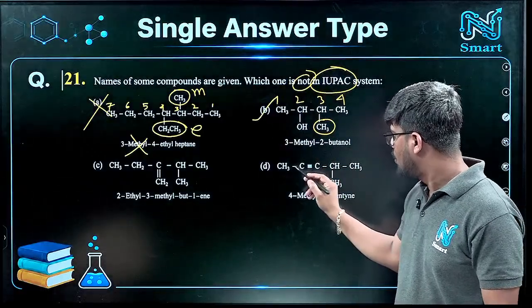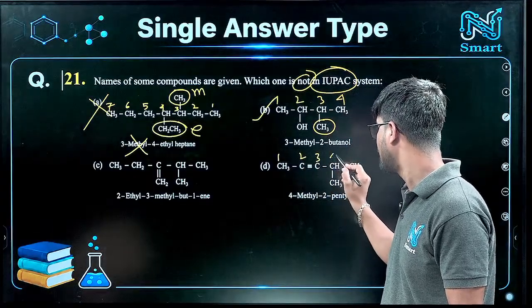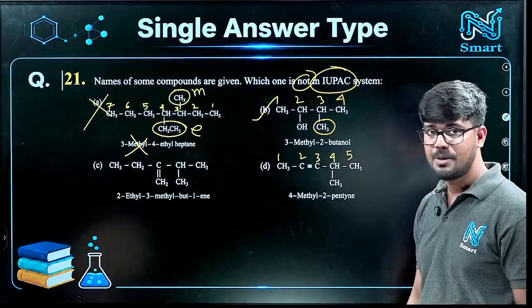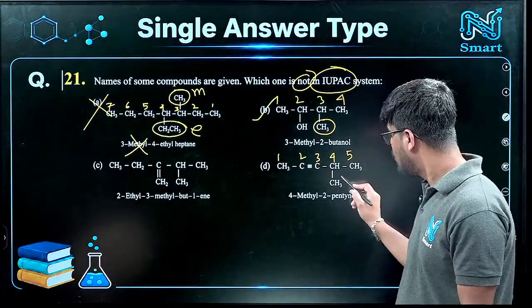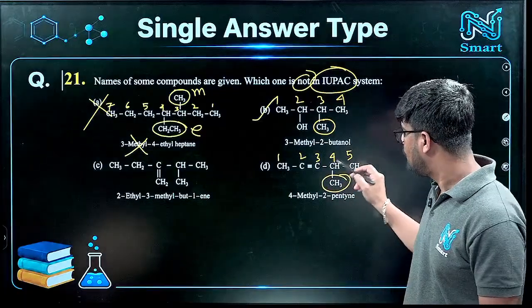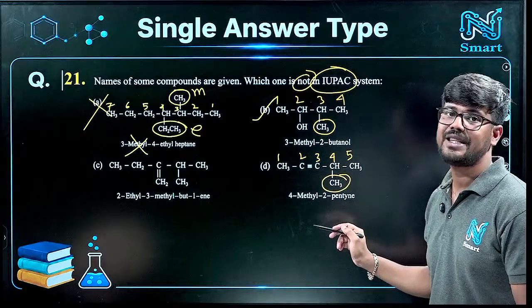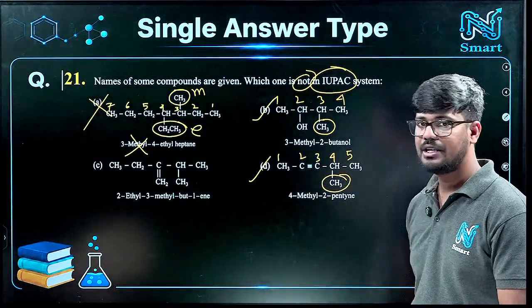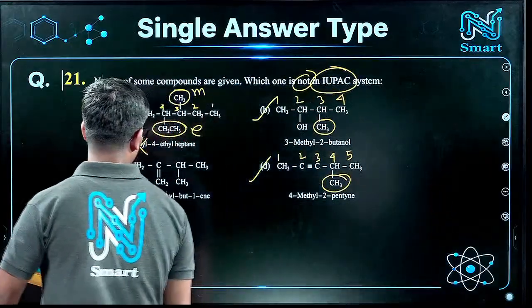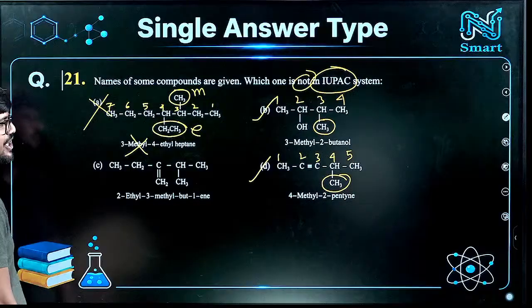This one 1 2, 1 2 3. So 1 2 3 4 5. This would be the parent chain because triple bond is having higher priority. So 4 methyl pent 2-yne, 4 methyl pent 2-yne or 2 pentyne. This is also correct.